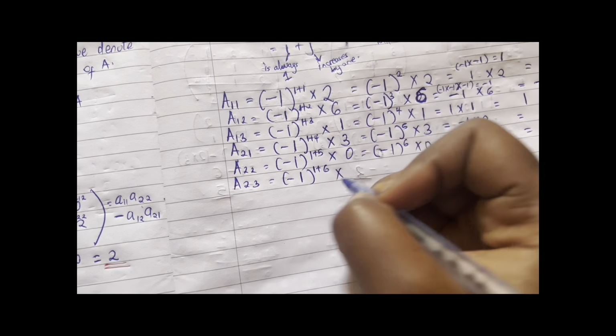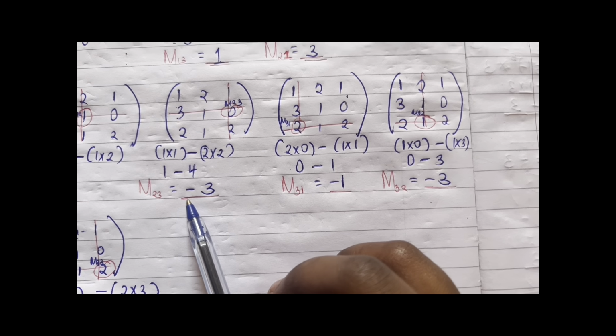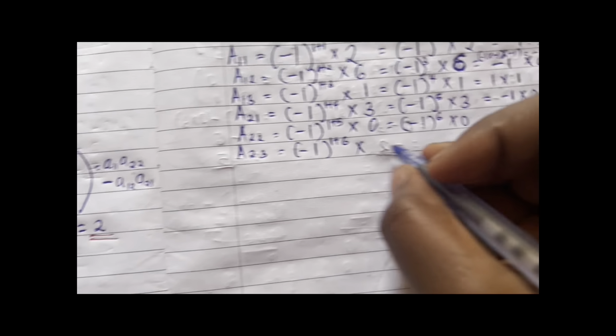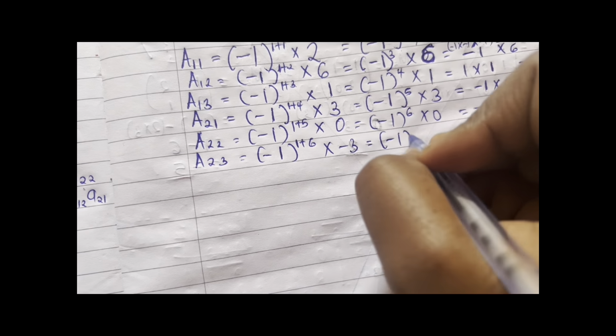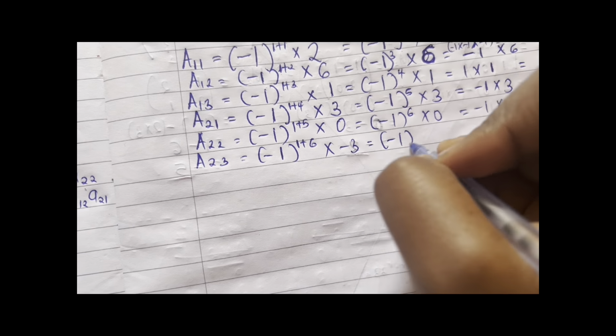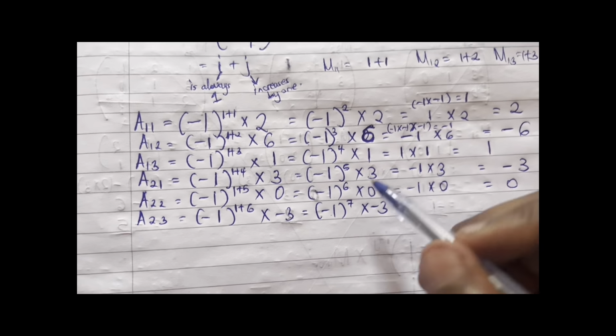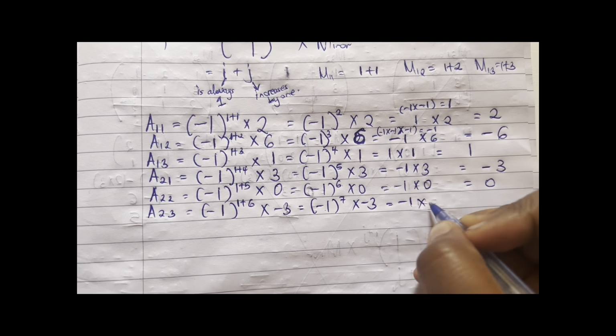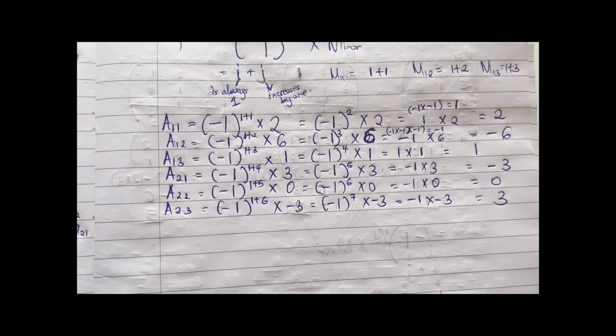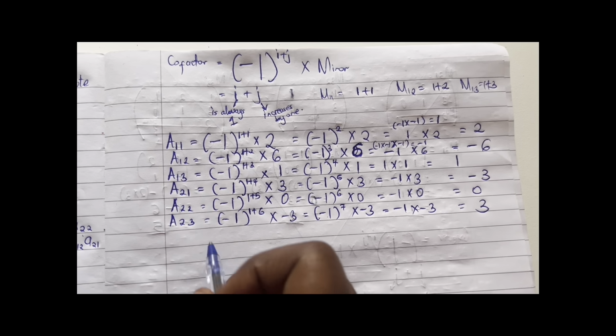A23, but the answer is still 0. So A23 is negative 1 power 1 plus 6, times negative 3. That is negative 1 power 7, which will be negative 1, because negative 1 times negative 1 up to 7 gives negative 1. Then negative 1 times negative 3 is 3.